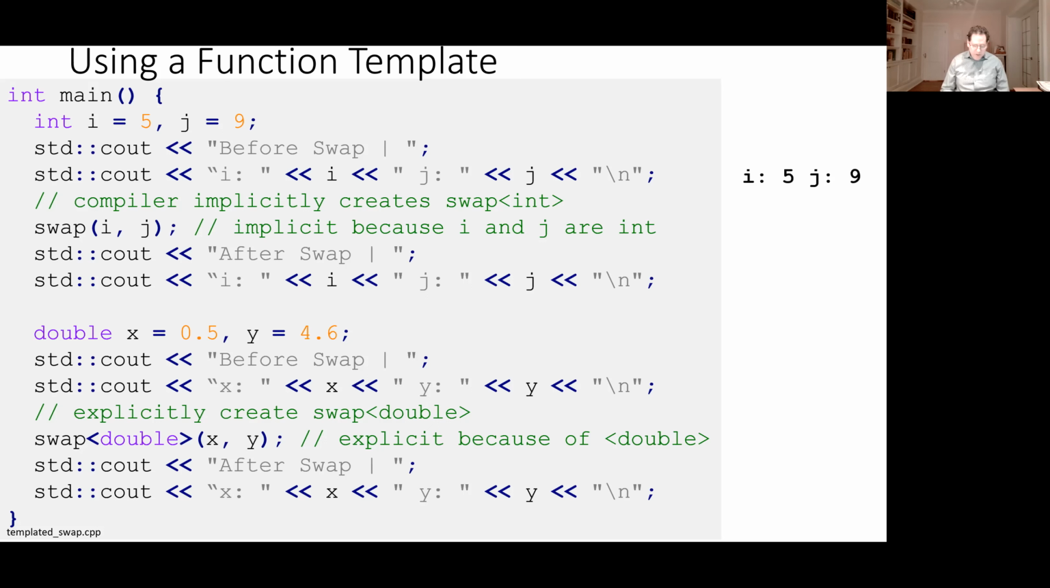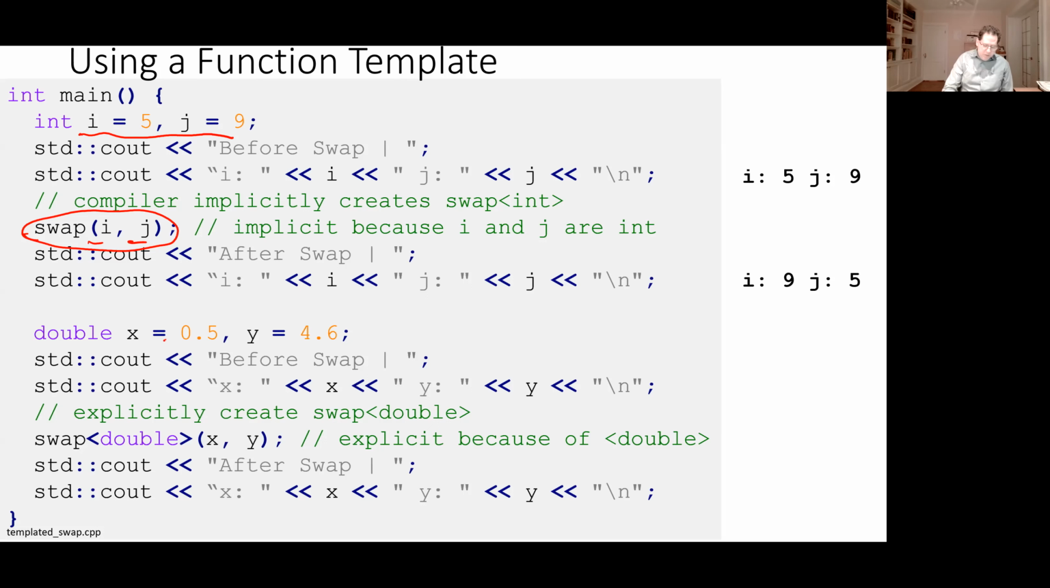So let's walk through this code. I've got a couple of integers, i and j. Initially they're 5 and 9 respectively. And then I call the swap routine, and I just call it like any other function. Doesn't matter that it's a templated function. The compiler looks at the type of i, looks at the type of j, says, they're both integers, I need swap of integers. Does that recipe work? The recipe does work for integers because we have operator equal defined, so it compiles. And after the swap, they would be flipped.